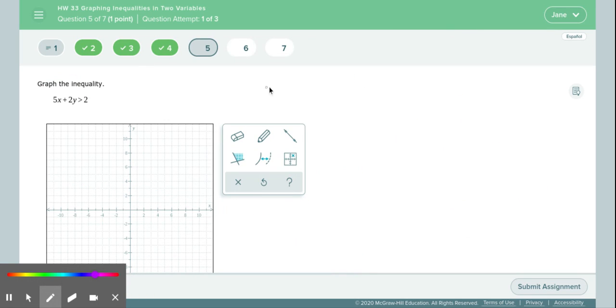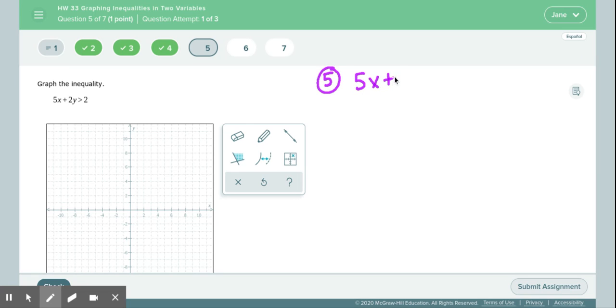Question number 5 is once again going to be graph the inequality, but my inequality is not solved for y. So step number 1 is take the inequality and solve for y. All right, so I need to put it in the form y equals mx plus b. So first thing is move the x term to the other side. I have a positive 5x, so the opposite of that would be a minus 5x on both sides.